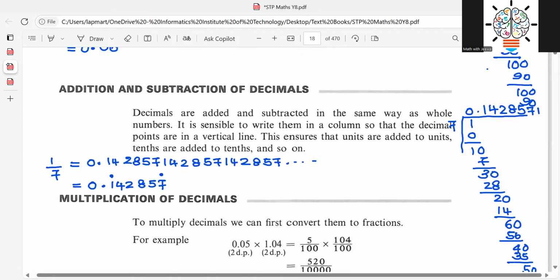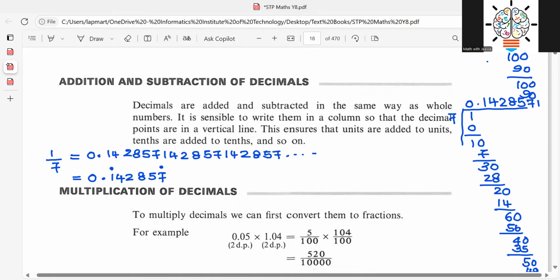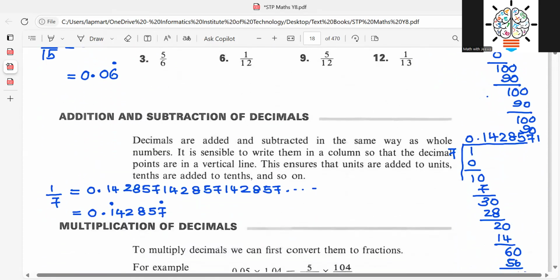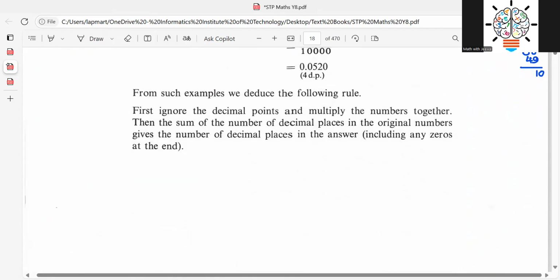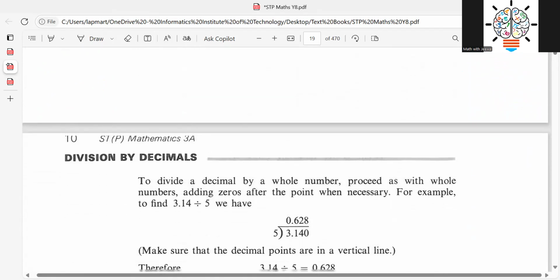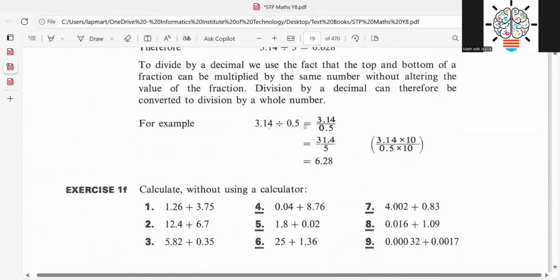I'm not going to start the addition and subtraction of decimals now. I will start addition, subtraction, multiplication, division, all these tomorrow. So please be ready. Tomorrow I will discuss addition and subtraction, multiplication of decimals, all these things, right? And the division by decimals, these things, right?